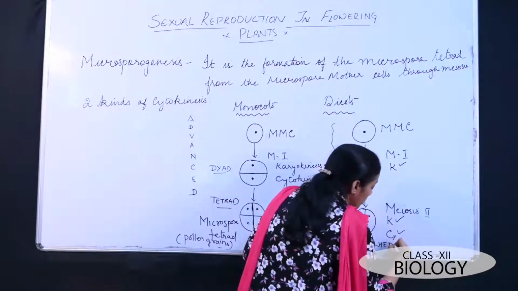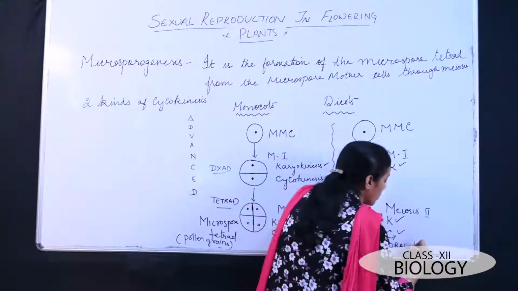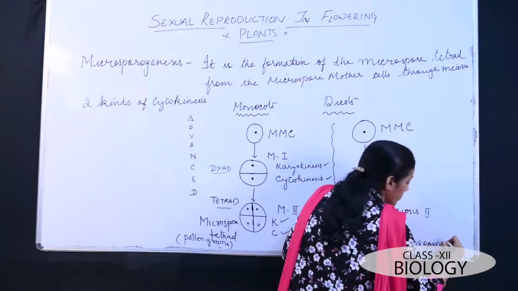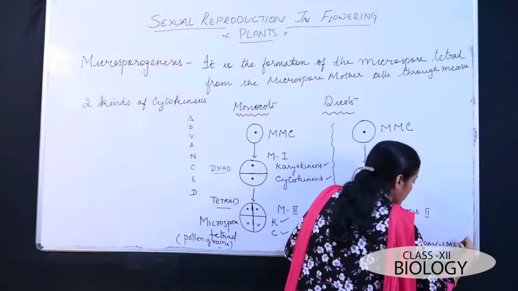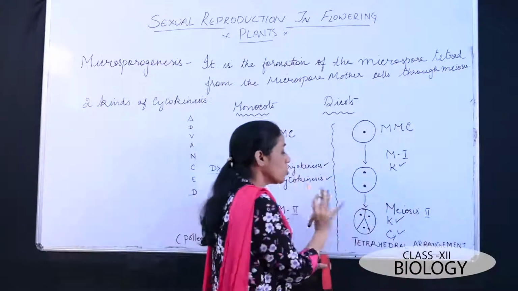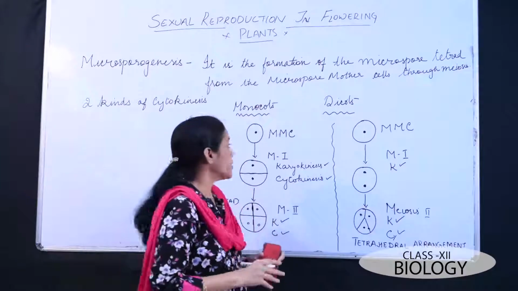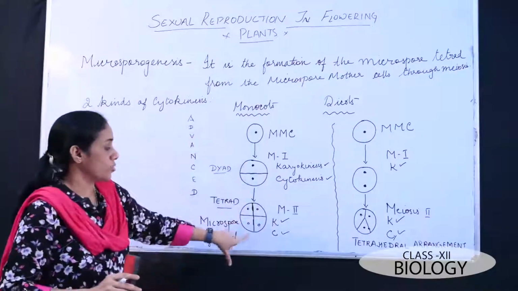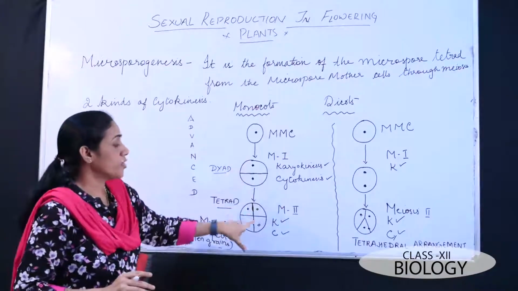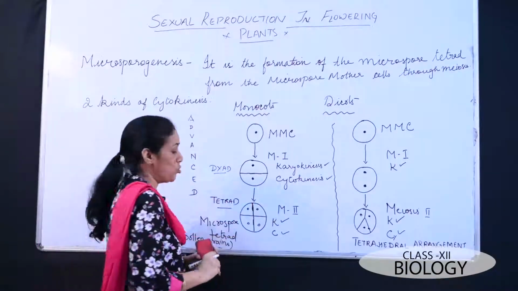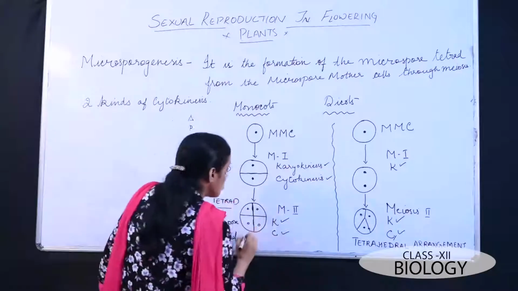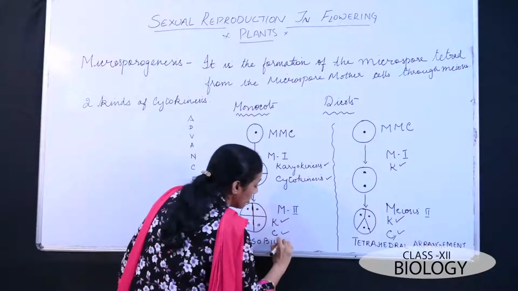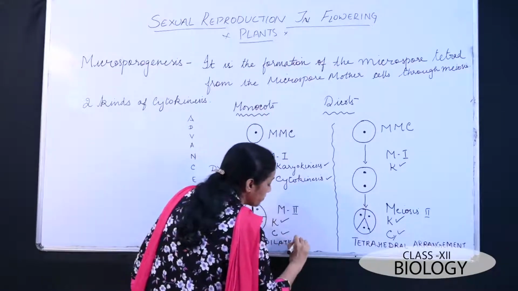I am writing over here, tetrahedral arrangement. These are also microspore tetrads, as that was formed in the case of the monocots. And what is this kind of an arrangement? This type of an arrangement is called the tetrahedral arrangement. Sorry, isobilateral arrangement. It is called as an isobilateral arrangement. I am writing over here.